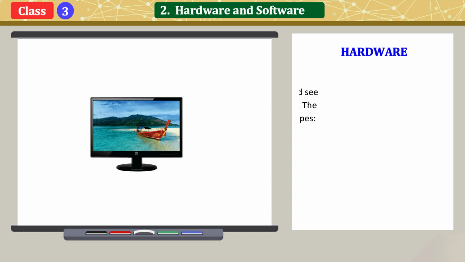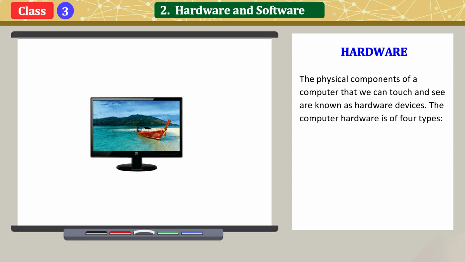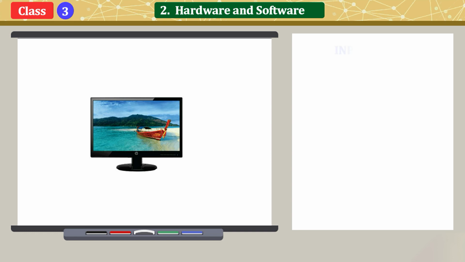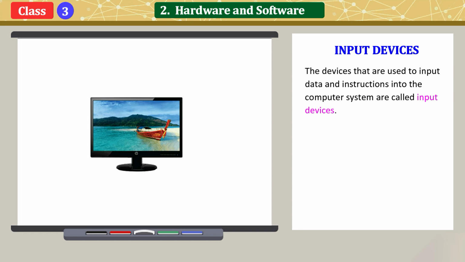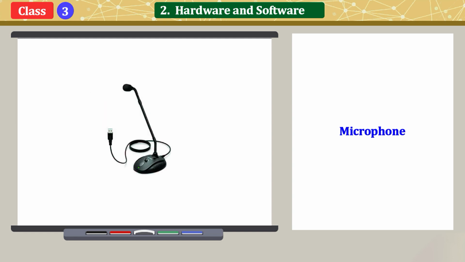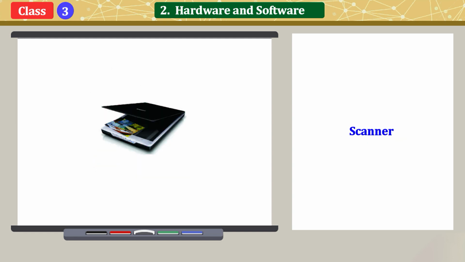Hardware. The physical components of a computer that we can touch and see are known as hardware devices. The computer hardware is of four types: input devices, processing devices, output devices, storage devices. Input devices. The devices that are used to input data and instructions into the computer system are called input devices. Let us learn about the commonly used input devices: keyboard, mouse, microphone, joystick, scanner.